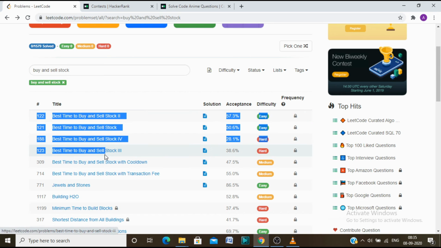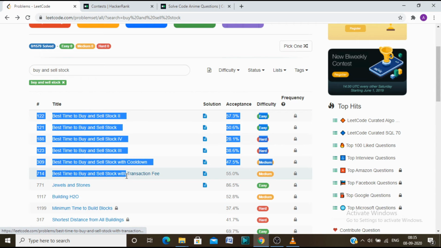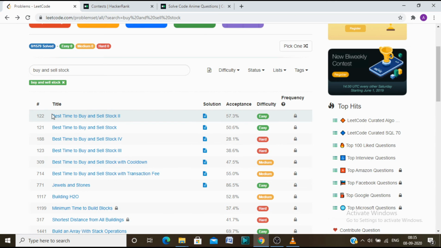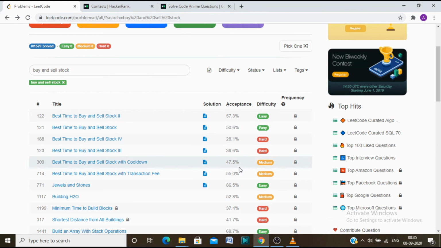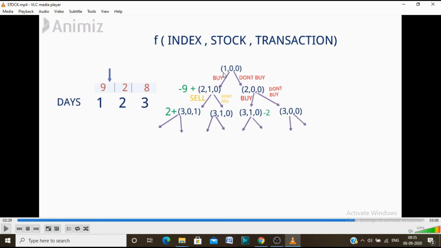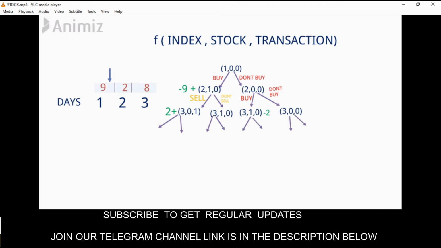You can see in LeetCode it has multiple problems of this type. We will be looking at the algorithm for this. A single algorithm can solve all these problems. I think there are 6 problems. Fine. So today our aim is to go through the recursive equation for this.